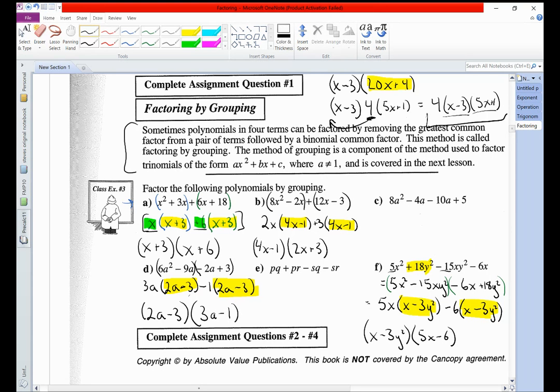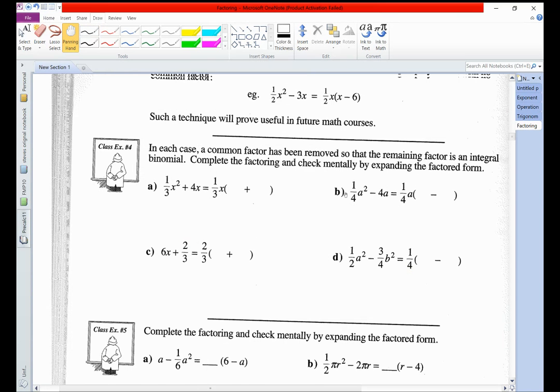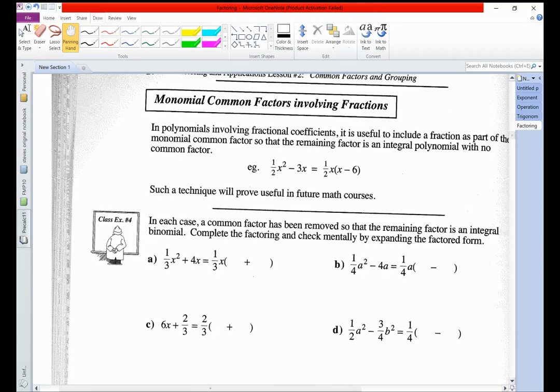Fantastic. All right, so let's flip over. Let's look at factoring out fractions. This is a little bit weird. So I've got a couple of different ways to think about it, and I need you just to figure out which one works best for your brain, and then use that one every time.